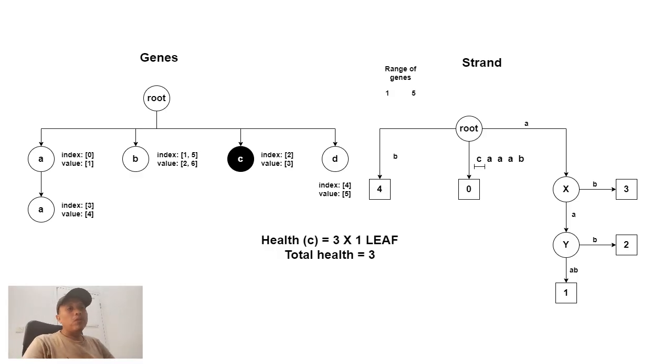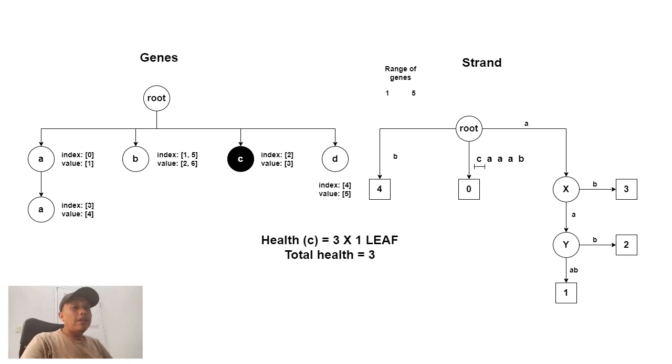For example, to calculate the health of the strand CAAAB, we start by traversing the suffix tree from the root node at the top using DFS, depth first search. Starting from the root, we move along the edge labeled CAAAB. Let's check each character on that edge.